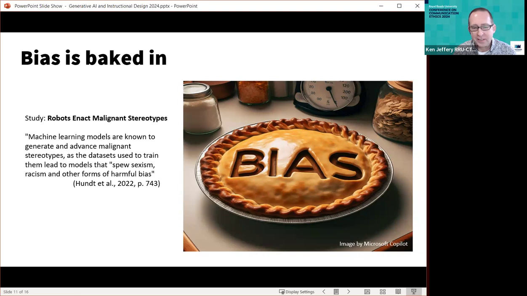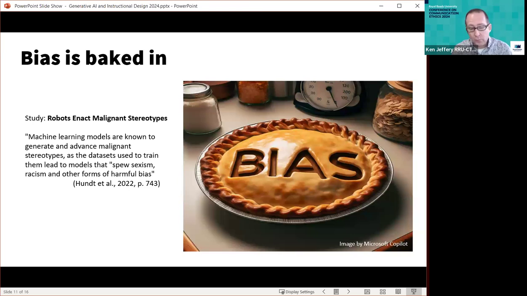Robots Enact Malignant Stereotypes, Hundt et al. did some research. They programmed some robots and asked the robots to do some sorting exercises. And they used large language models to train these robots and had some terrible results with sexism, racism, and other forms of harmful bias that were coming out of that data set.